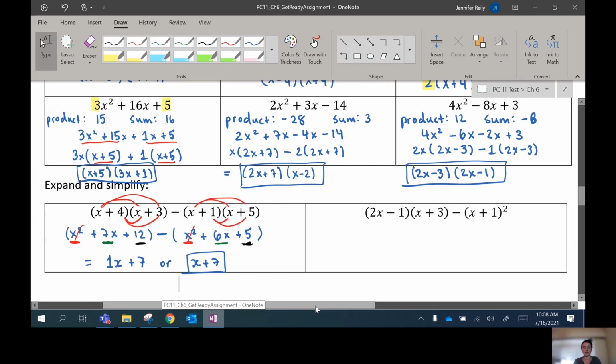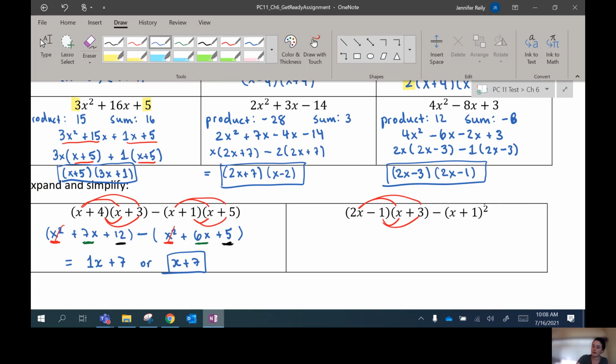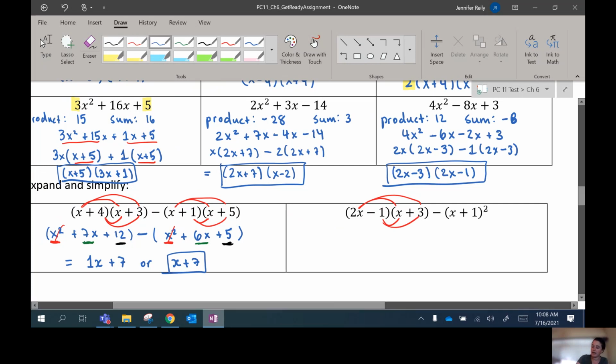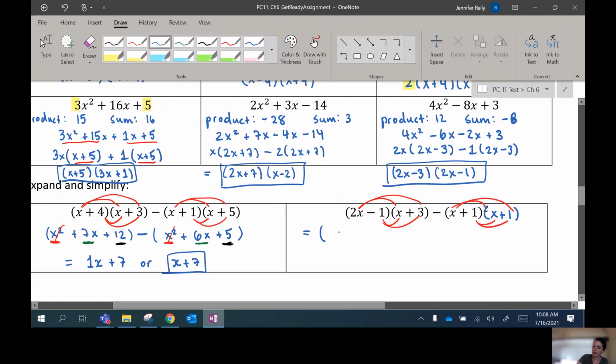So x plus 7 is equivalent to this big expression that we started with. So the purpose of simplifying is it makes the expression a lot simpler, obviously. Okay, let's do the next one. Again, pause here if you want to try it on your own. So we're going to FOIL that whole thing out. And x plus 1 squared is the same as x plus 1 times x plus 1. So I'm just going to rewrite it like that. And I'm going to FOIL that one out.